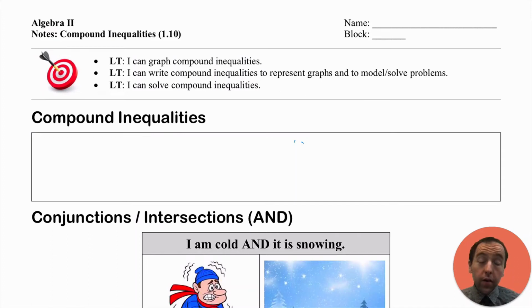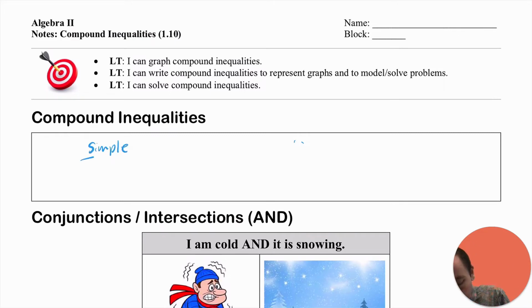What we were dealing with in the previous section was that of simple inequalities. Now we're going to move into compound inequalities. We're still going to restrict ourselves to one variable in these inequalities, just like we were with the simple inequalities last section.